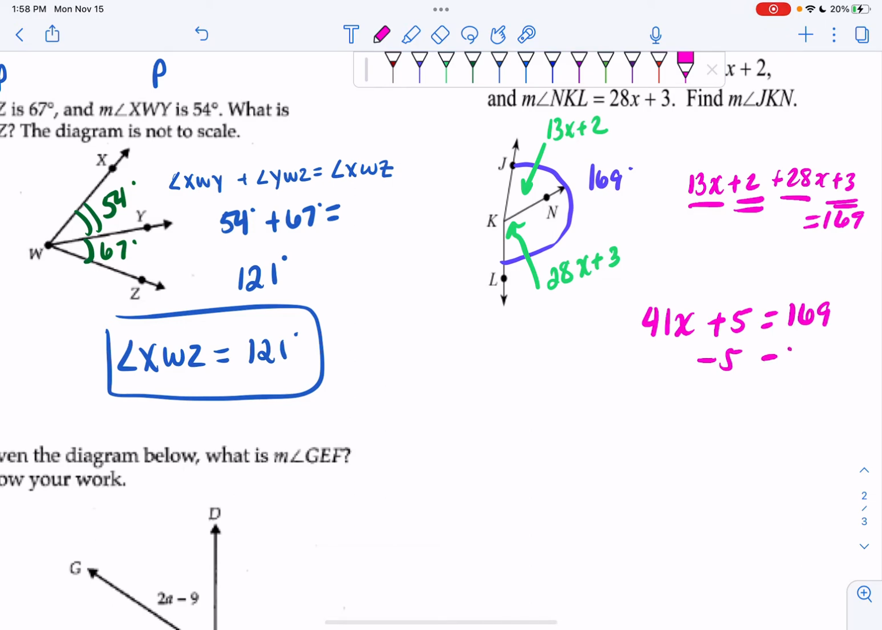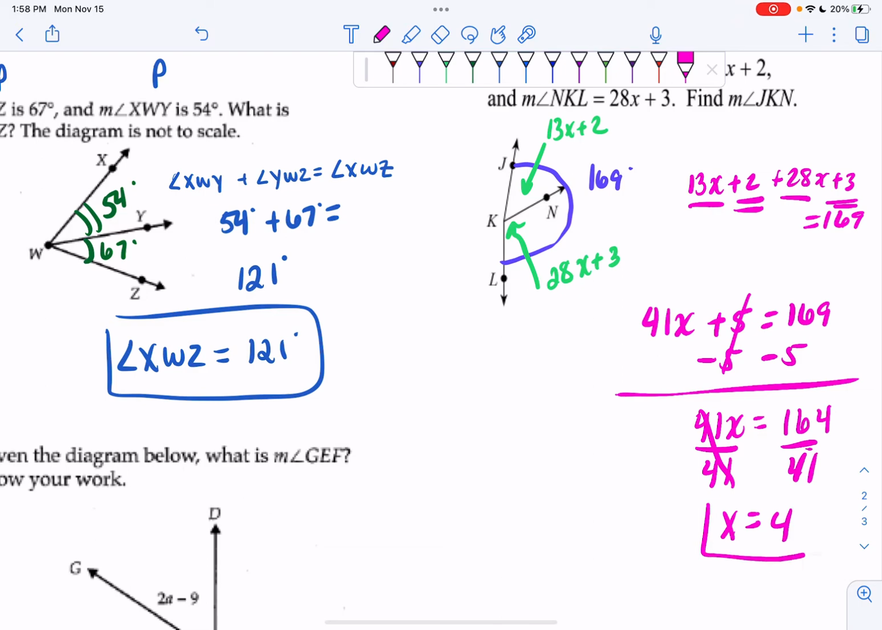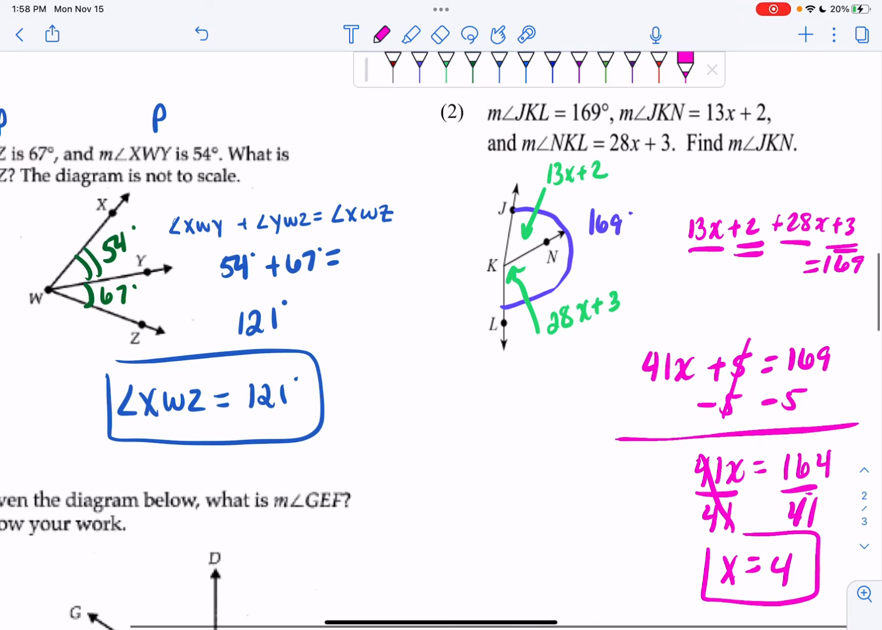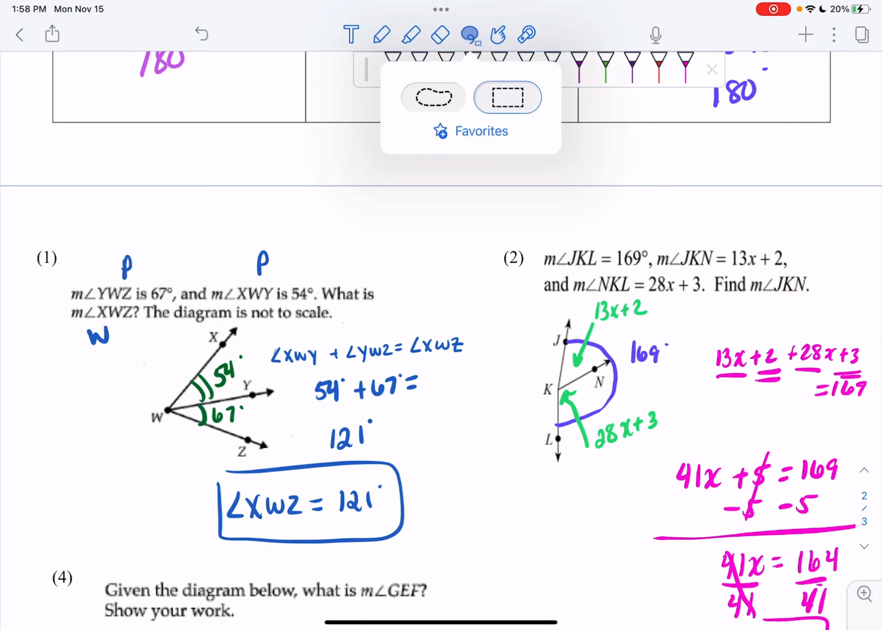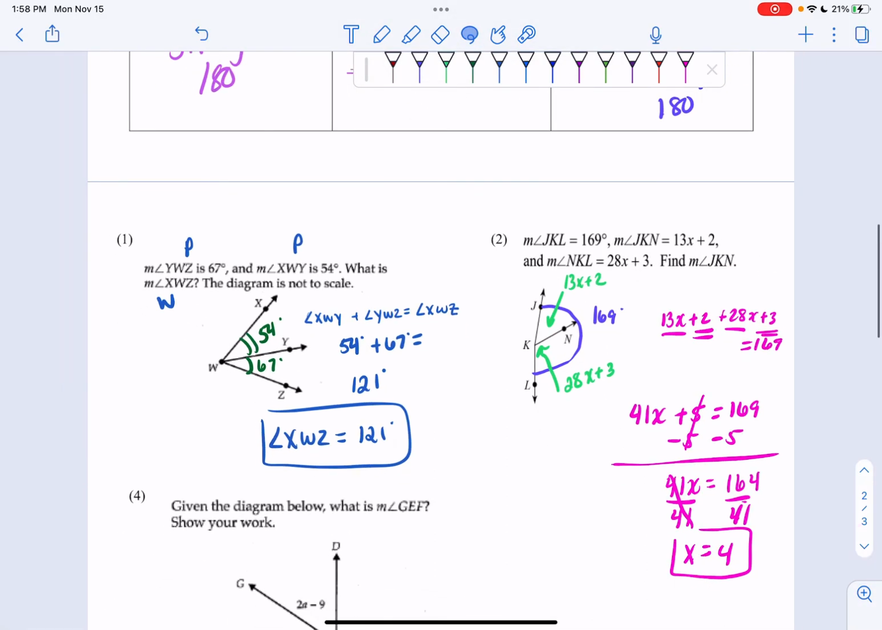Subtract 5, subtract 5. I get 41x is equal to 164. And then I divide by 41. And I get x is equal to 4. So now that I know x is equal to 4, I want to find the value of JKN. So what I'm going to do is I'm going to make this a little tinier. That way I have some room to write.